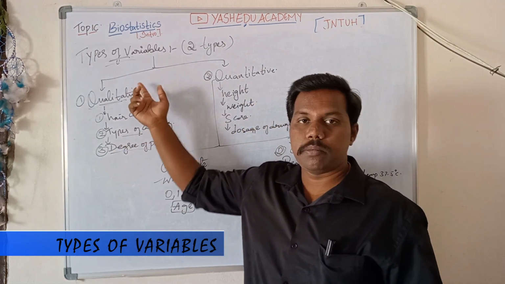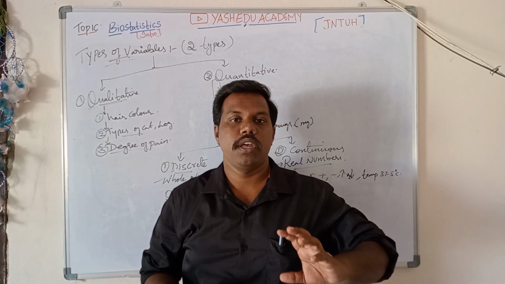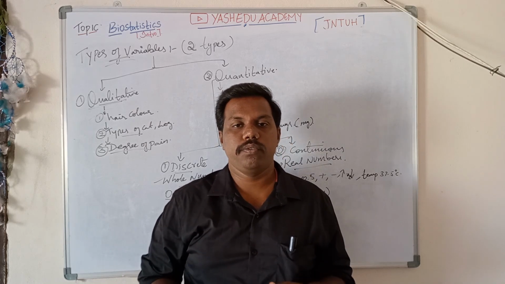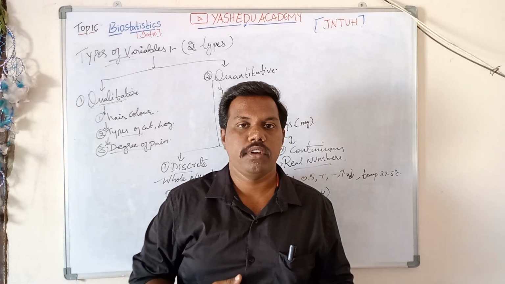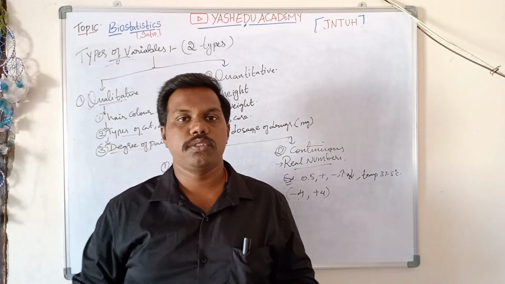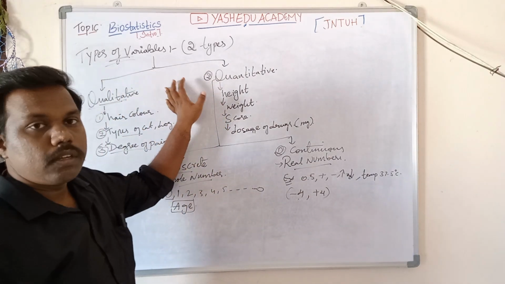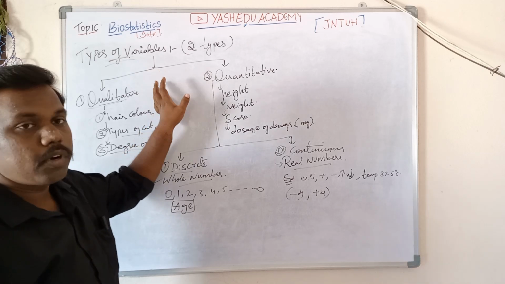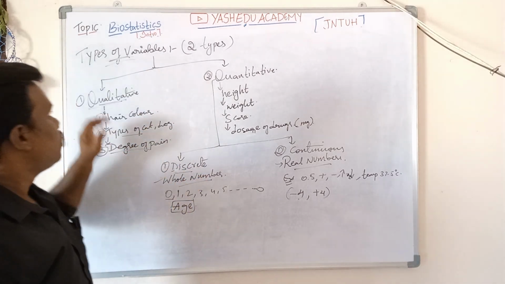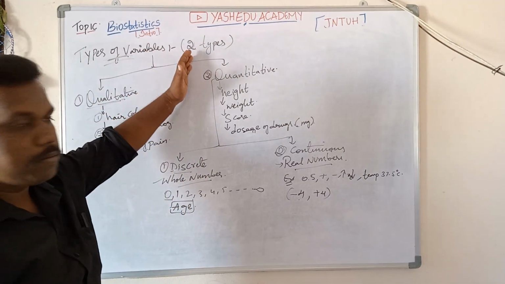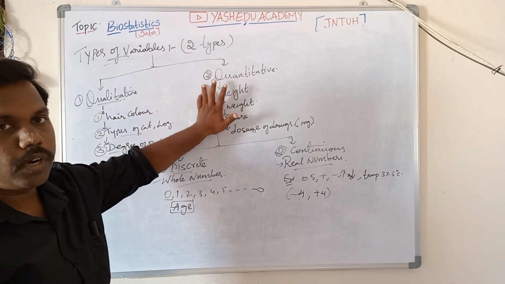So, types of variables. As we discussed before, variables and data are different. Variables are the group of numbers and numericals. So here we can discuss the types of variables in detail. Types of variables are of two types. One is qualitative and the other is quantitative.